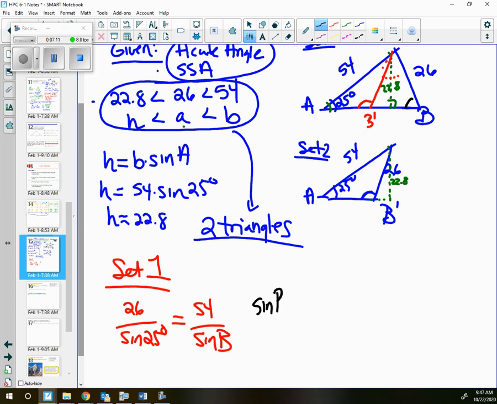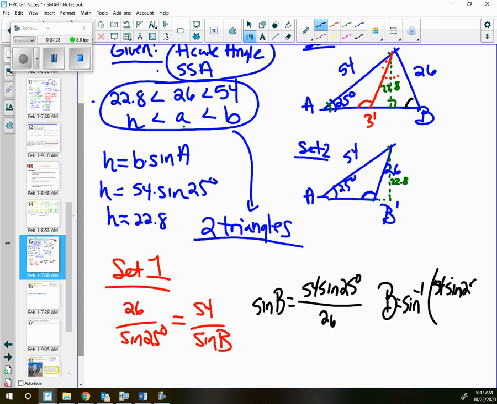So sine of angle B would be 54 times the sine of 25 degrees divided by 26. And remember, that's what the sine of angle B is. So ultimately, to calculate angle B, we're going to need to do inverse sine of 54 times the sine of 25 degrees divided by 26. Be really careful on your parentheses again, right, that we're putting parentheses where they belong. So go ahead and type that in, get your calculation.